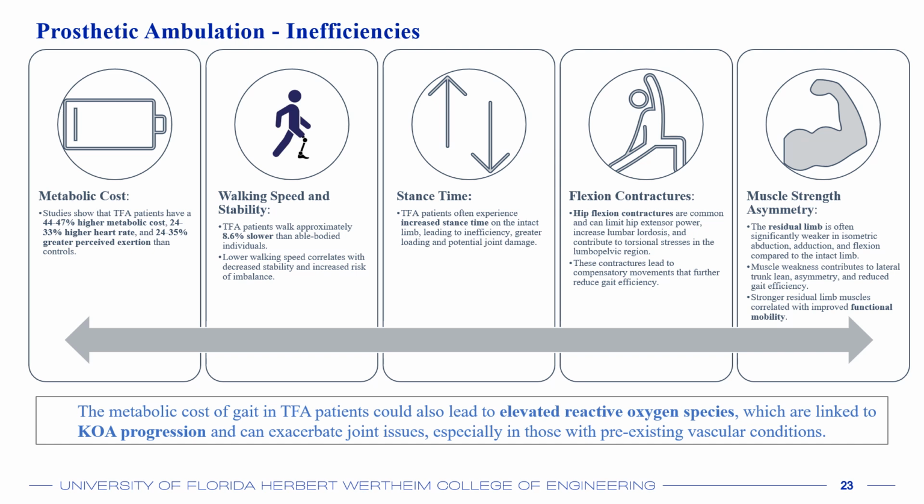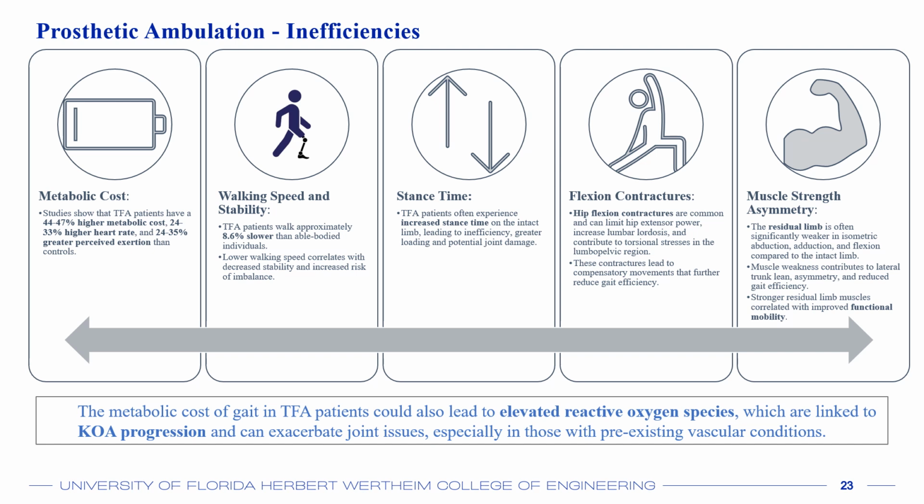Additionally, stance time is inefficient in prosthetic ambulation typically, given that the contralateral limb typically has greater stance time compared to the ipsilateral. Additionally, hip flexion contractures contribute to gait inefficiency, as they are common in UTFA patients, and they typically can hinder hip extensor power as well as general gait efficiency. Muscle strength imbalances are also common in that the ipsilateral is typically weaker than the contralateral, which can exacerbate some asymmetries and create things like lateral trunk lean, and can also, again, limit efficiency.